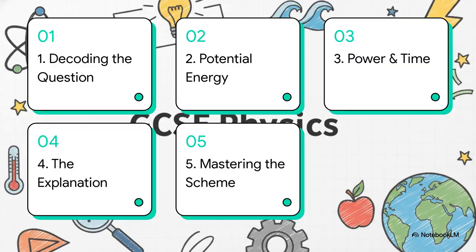Okay, so what's the plan? Here's our roadmap. First, we'll decode the question itself. Then we're tackling two different calculations, one on potential energy, one on power. After that, we'll break down a written explanation question. And finally, we'll wrap it all up by mastering the mark scheme.